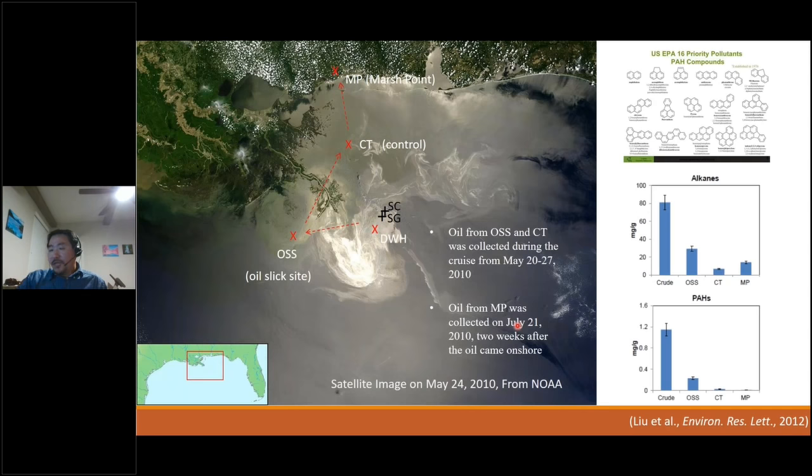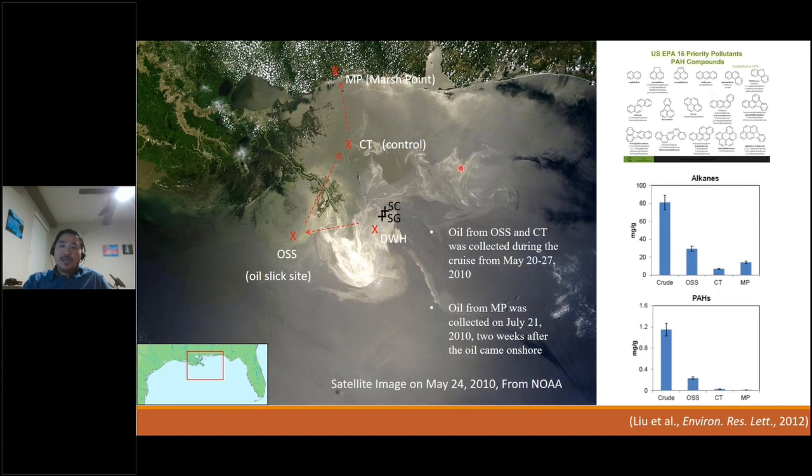So the first data we got, we published in a paper in 2012. I have a lot of data, but I will focus on the PAHs here, the polycyclic aromatic hydrocarbons. As you can see, the EPA, the Environmental Protection Agency of the US, defined these 16 PAHs as priority pollutants, so they are really of concern in terms of toxicity. So we measured these 16 PAHs in different spots of the oil.